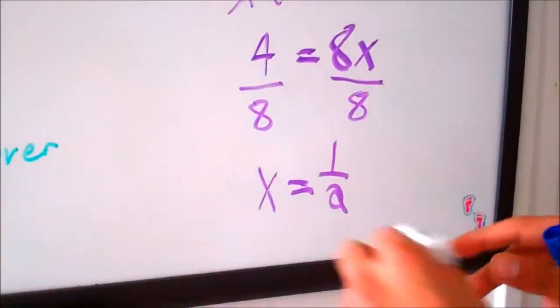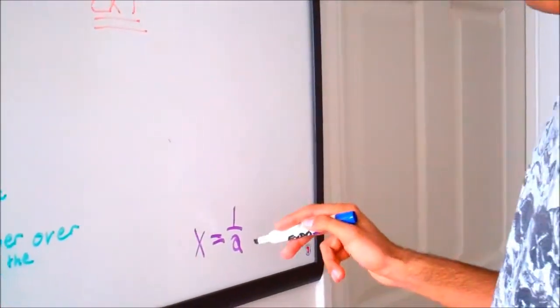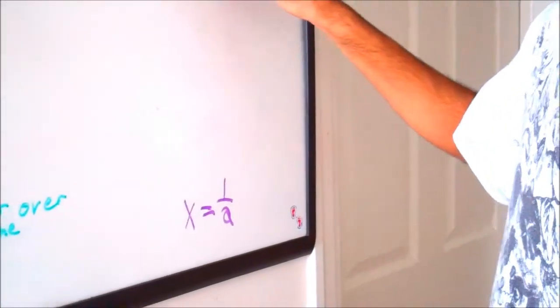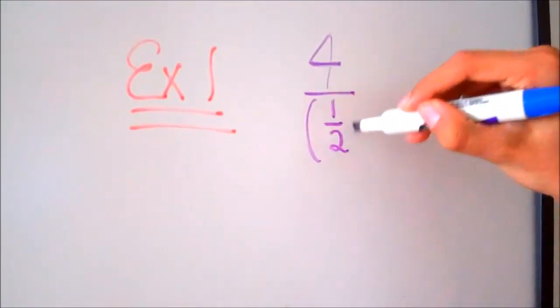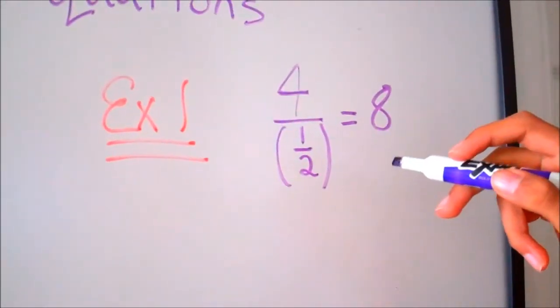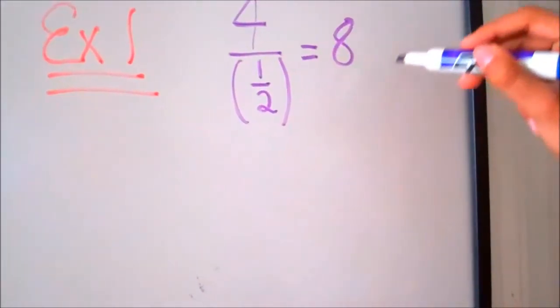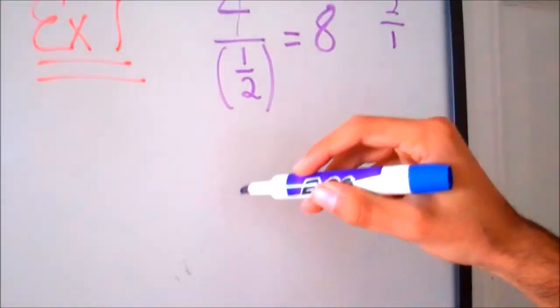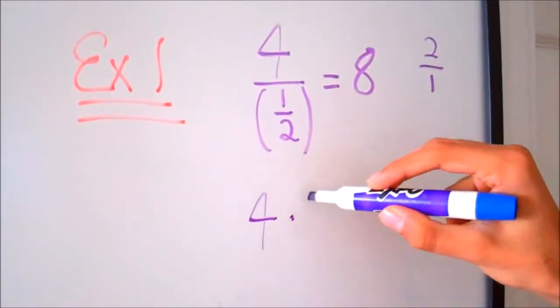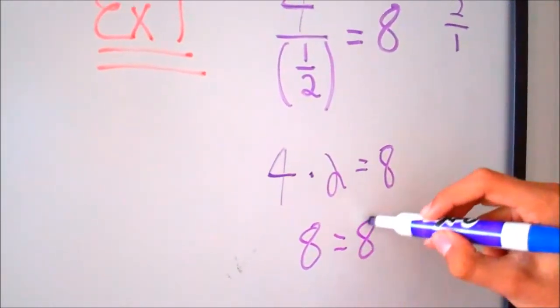Now, if we want to go back and check that, we will have to sub in x for 1 over 2. Now, 1 over 2 is equal to x, so we go 4 over 1 over 2 is equal to 8. Now, whenever you're dividing by a fraction, you can always multiply by its inverse reciprocal. So, the inverse of 1 over 2 would be 2 over 1. So, I could go 4 times 2 is equal to 8. 8 is equal to 8. And that is our simple example number 1.